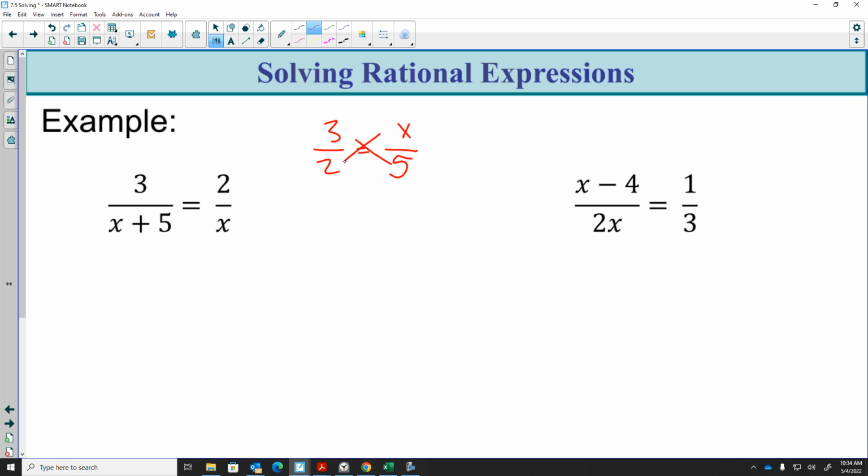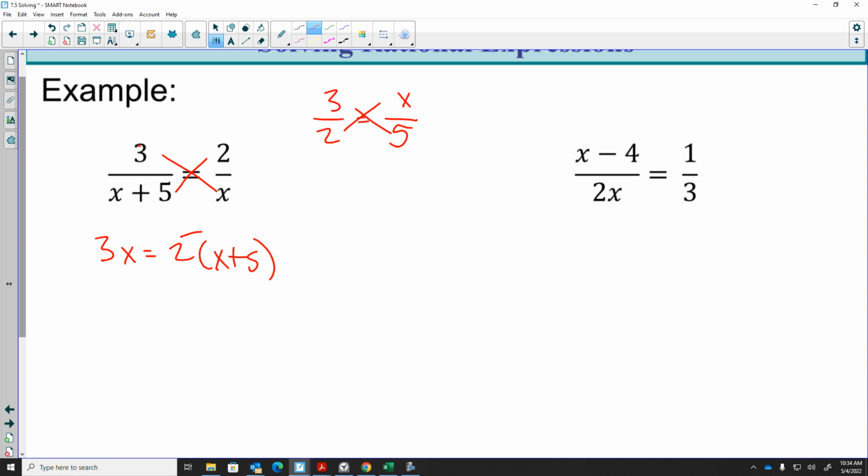It's 2 rational expressions. Those are 2 big fractions, so just cross multiply. 3 times x is 3x, and 2 times x plus 5. I got to distribute that.